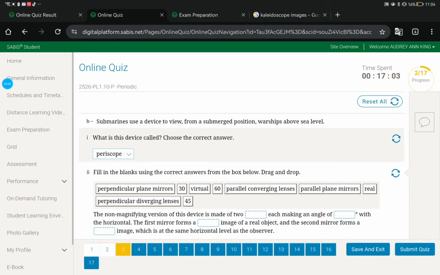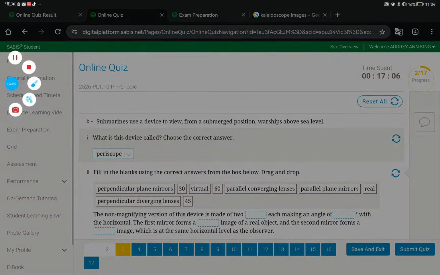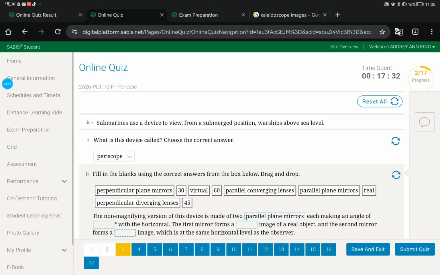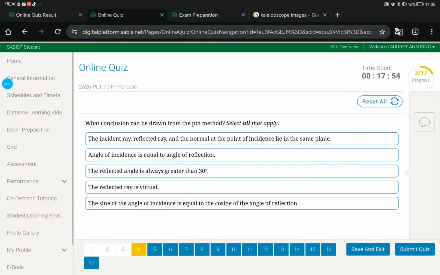The non-magnifying version of this device is made of 2. So they're referring to the periscope. I already said that the periscope has 2 parallel plane mirrors that make an angle of 45 degrees. The first mirror forms, of course, a reflection, which means a virtual image. And the second mirror forms another virtual image, which is at the same horizontal level as the observer.